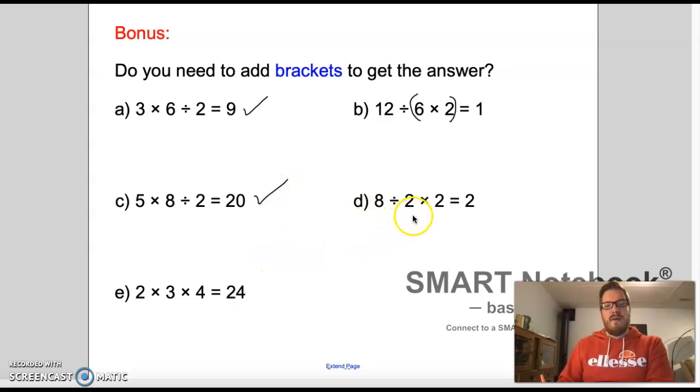8 divided by 2 is 4, times 2 is 8, but if I put brackets here, then I have to do this first, so that ends up becoming 8 divided by 4, which is 2. And then 2 times 3 is 6, times 4 is 24. Do not need brackets there.